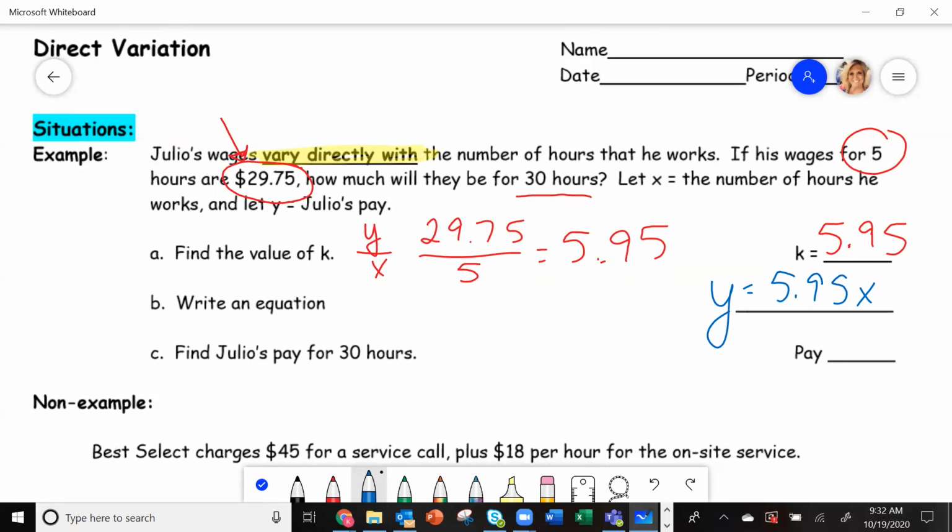So it says find Julio's pay for 30 hours. Well, if you want to know how much you're going to get paid for 30 hours, you would take $5.95 and multiply it by 30. What do you get when you multiply that by 30? You would get paid $178.50.